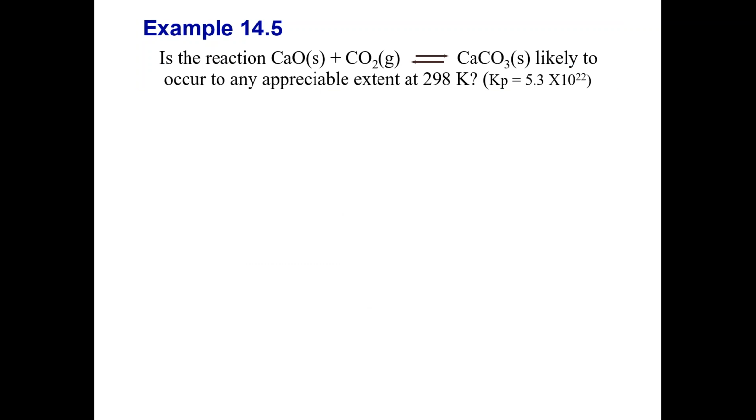Okay, so let's look at this example. It says, is the reaction, and it gives the equation, likely to occur to any appreciable extent at 298 Kelvin? And it gives you the Kp value as being equal to 5.3 times 10 to the 22. Well, just by looking at this, the answer would be yes, simply because the Kp value is a large value. 5.3 times 10 to the 22 is a very large number. So therefore, what that tells us is that the reaction will take place favoring the products as opposed to the reactants, all right? And that's basically all you can say about this.